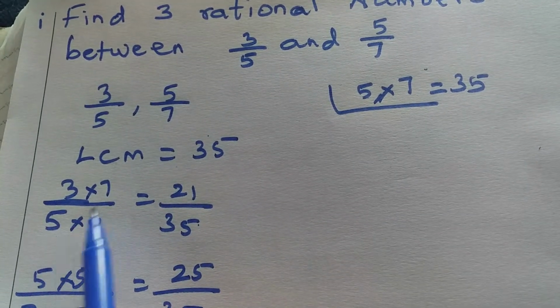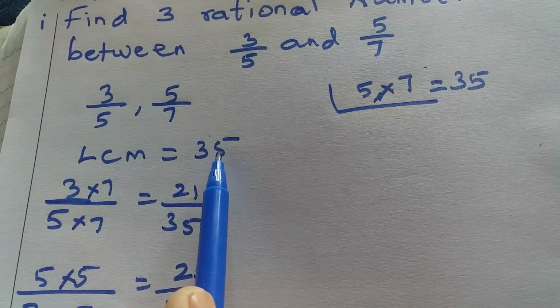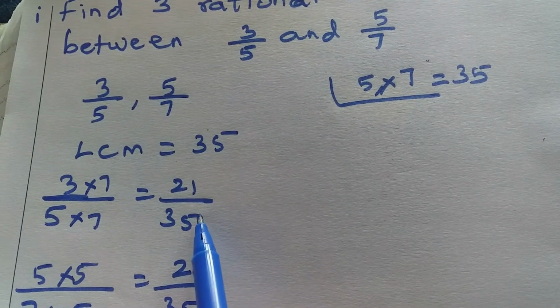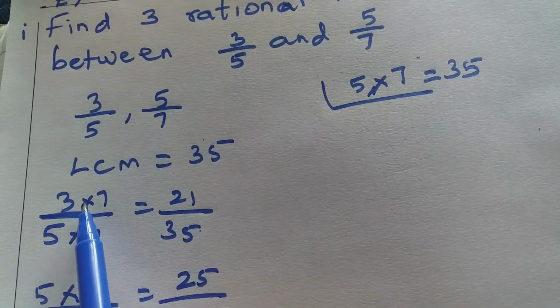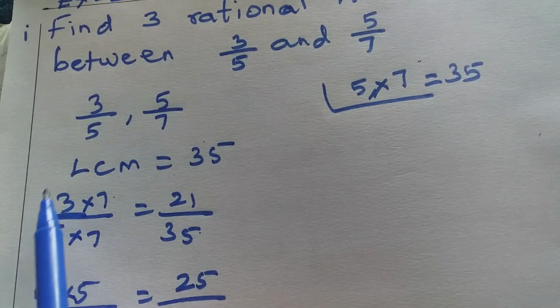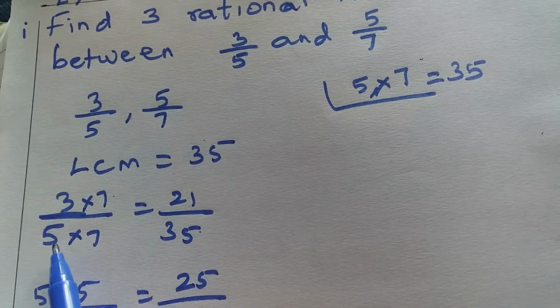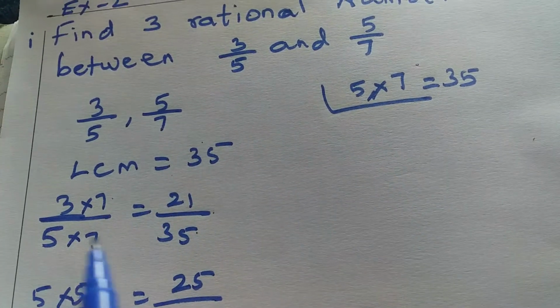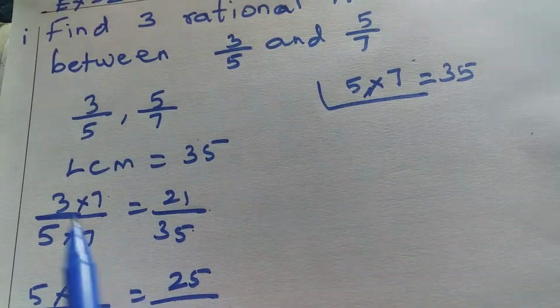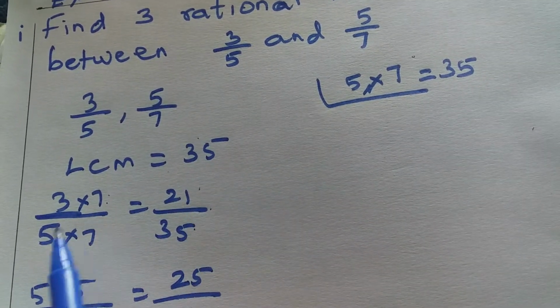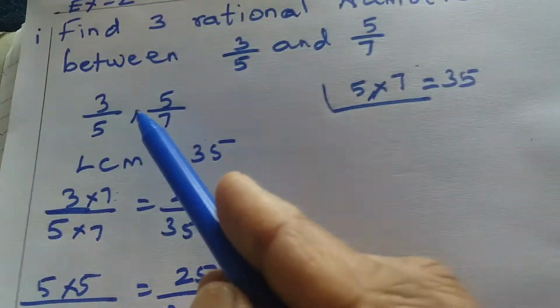So we should think 5 into what gives you this LCM 35. So 5 sevens are 35. When you multiply the denominator by 7, multiply the numerator also by the same number, then only the value of the given 3 by 5 rational number is not changed. As we did in the previous example, we multiplied by 10. Now to make it 35, we multiply by 7. So 3 sevens are 21, 5 sevens are 35. We have changed the first one.